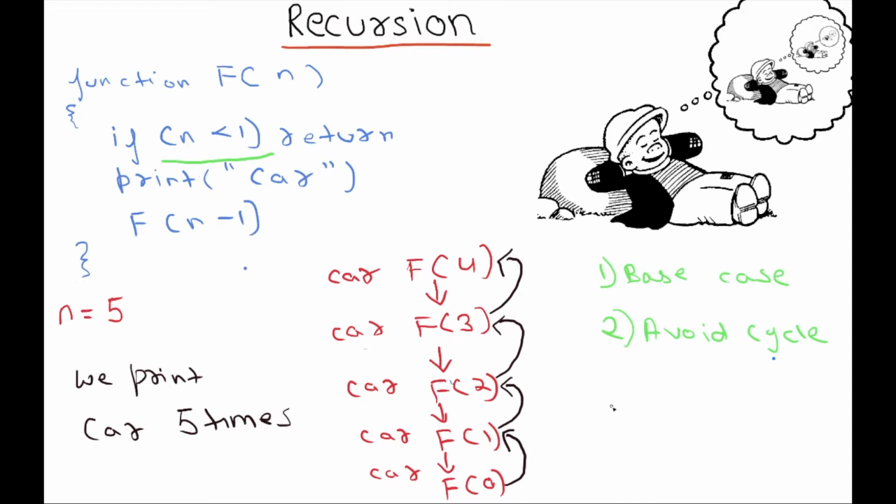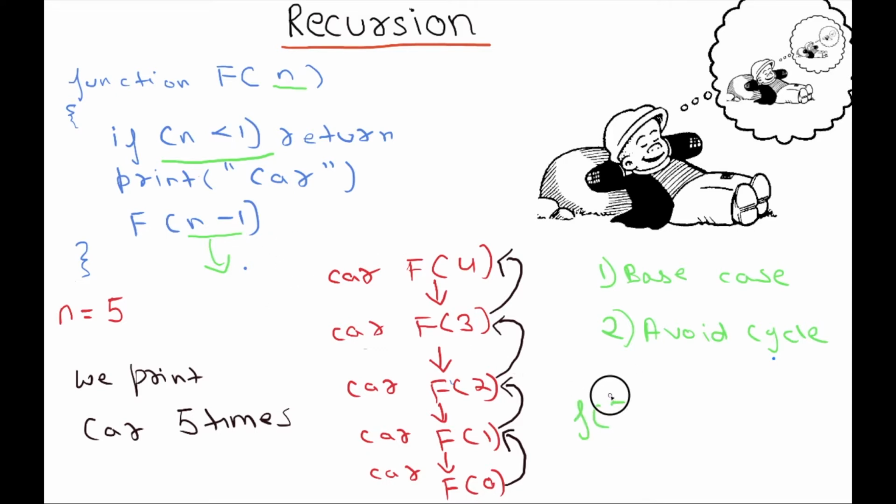Now let's see what is a cycle and how to avoid it. It means that whenever a recursion is called, the parameters of the function always go towards the base case. In this function, n is the parameter. Whenever a new function is called, n is reduced by 1 and goes towards 0, which is the base case. So that's how we avoid a cycle.